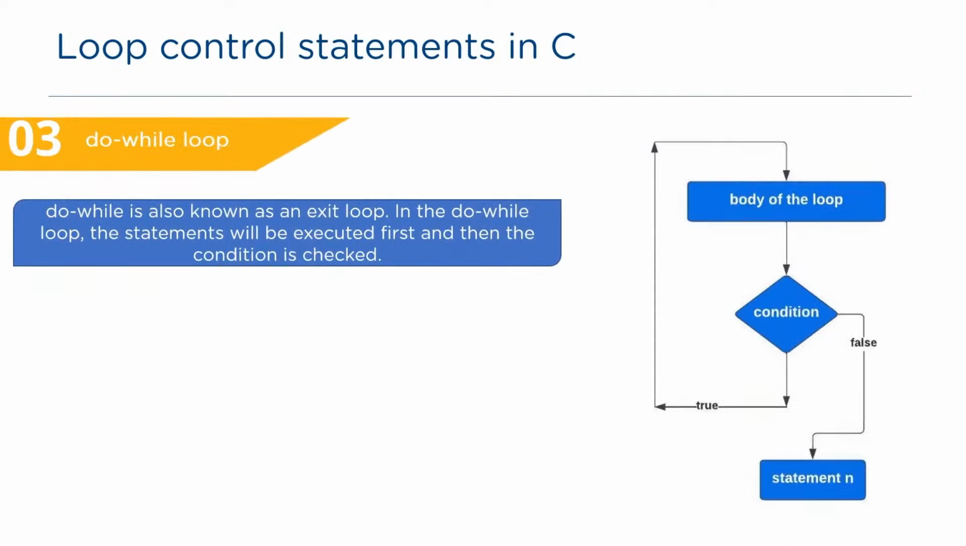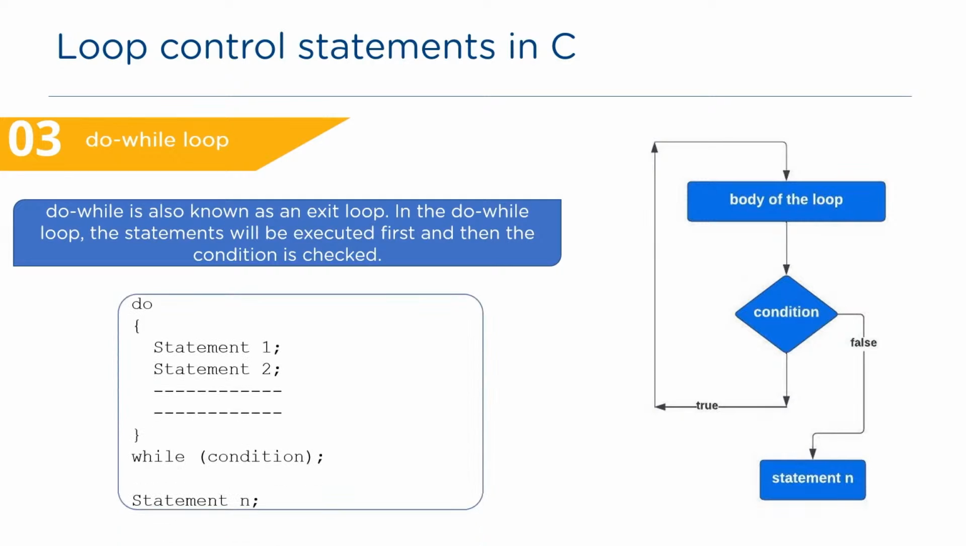Next, the do-while loop. Do-while is also known as an exit loop because in the do-while loop, the statements will be executed first and then the condition is checked. If the condition of the while loop is true, then the body of the loop will be executed again and again until the condition is false. Once the condition is false, the control will transfer outside the do-while loop and execute statements followed soon after the do-while loop. The syntax is do and statement inside the curly brackets, then while condition.